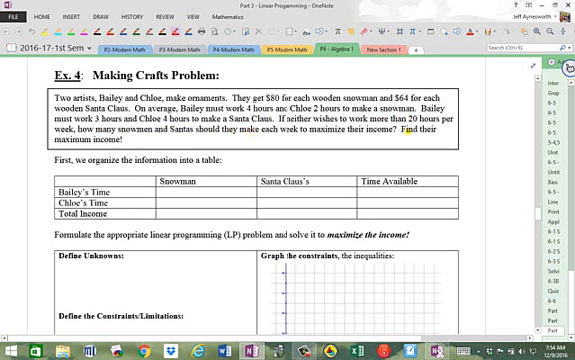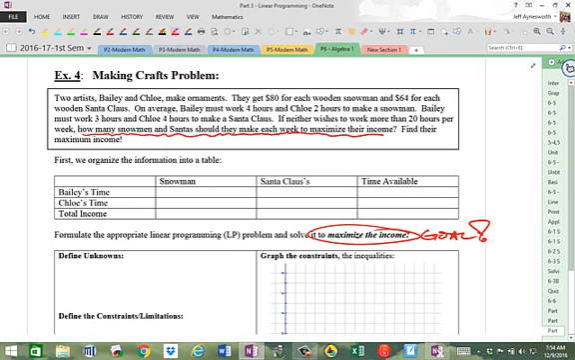If neither wishes to work more than 20 hours per week, okay, there's a constraint right there. No more than 20 hours per week each. That's an inequality in your mind. How many snowmen and how many Santas should they make? All right, there's your question. So let's underline that. How many should they make of each to maximize their income? So we want to formulate an appropriate linear programming problem to maximize your income. There's your goal. So we want to figure out how many Santas and how many snowmen to make of each.